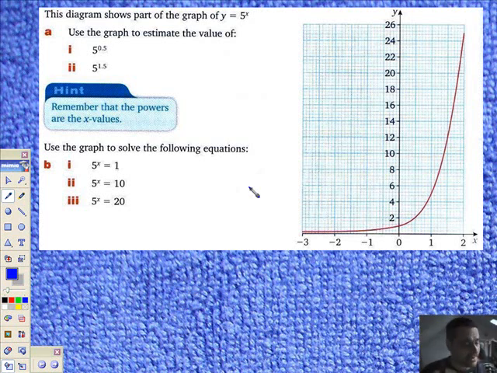Section 21.4 is about exponential functions or exponential graphs. I really like these. I like to call these the taking off graphs. Just work with me on this one.